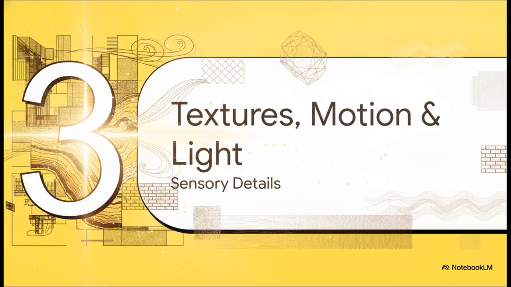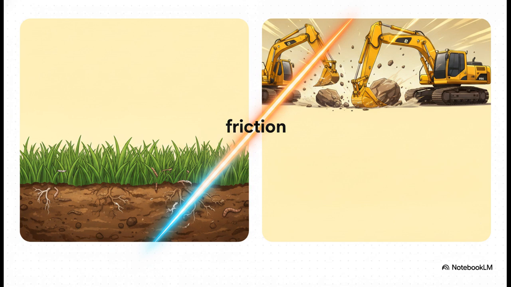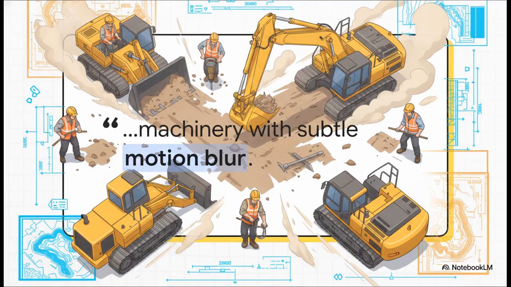Let's zoom in a little bit closer for Section 3, Textures, Motion, and Light, Sensory Details. This is where the friction happens, brilliantly illustrating the contrast that makes the scene so dynamic. On one side, you have the organic elements, the detailed grass textures, the rich soil layers, the natural shadows. And clashing right up against them are the mechanical elements, digging tools, heavy machinery, human intervention. It's that exact friction between the still, natural earth and the loud, dynamic mechanical energy of construction that totally grabs our attention.